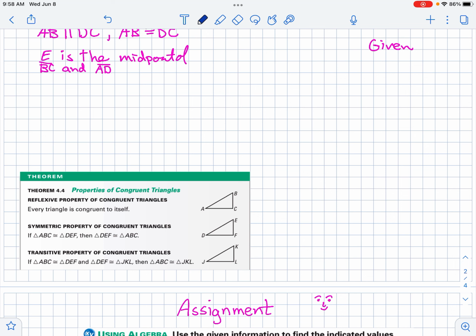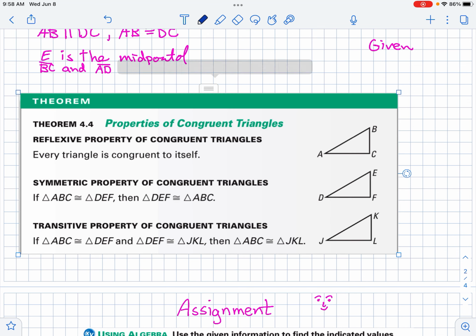Now, one of the things we want to take note of here at the end is some of the properties of congruent triangles. And some of it's just common sense, of course. The reflexive property: every triangle is congruent to itself. That makes good sense, right? A triangle has the same measure of angles as its own angles and the same sides. The symmetric property of congruent triangles: in other words, it goes both ways. If triangle ABC is congruent to DEF, then DEF is congruent to ABC. And the transitive property of congruent triangles: if ABC is congruent to DEF and DEF is congruent to JKL, then ABC is congruent to JKL. So just some basics there.